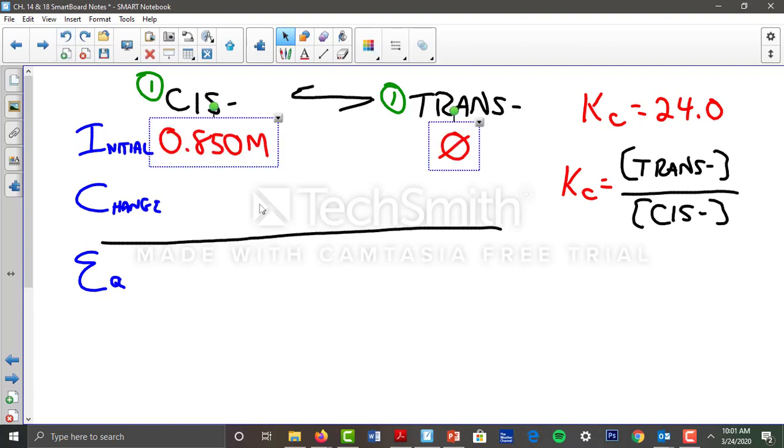So if we were to start initially with just a 0.850 molar concentration of cis in a closed system and no trans at the beginning, the question is, what would the equilibrium concentrations be at the end? And so ICE in the ICE method refers to initial, change, equilibrium, ICE.